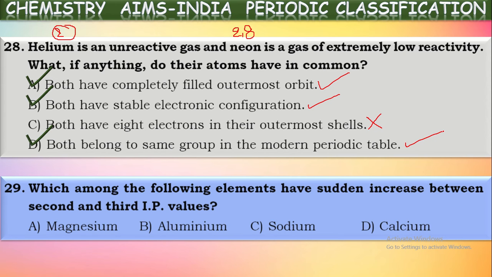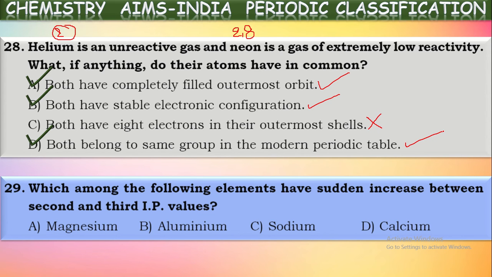What they asked, let us see once again. Which among the following elements have sudden increase between the second and third? Yes, that's the same. So for the third IP value to be much greater than the second, the element should have two electrons in its outermost shell. By that, if it loses two electrons, it will attain the nearest noble gas configuration for its M plus 2 ion. So the removal of the third electron requires a large amount of energy when compared to second and first. Now see here, the elements which have only 2 electrons in the valence shell will have this difference.